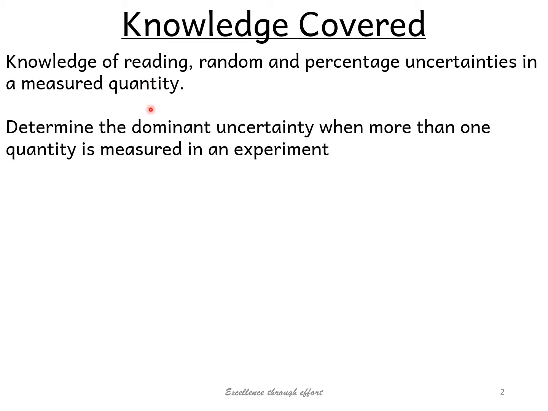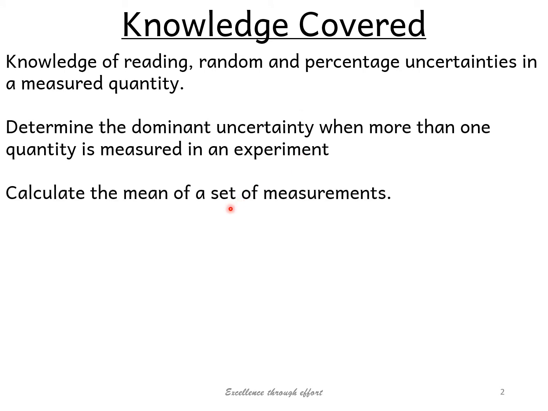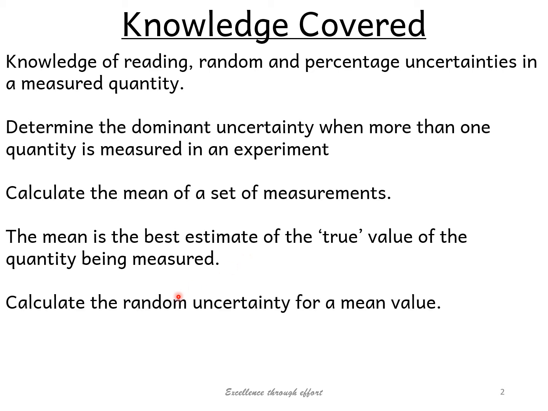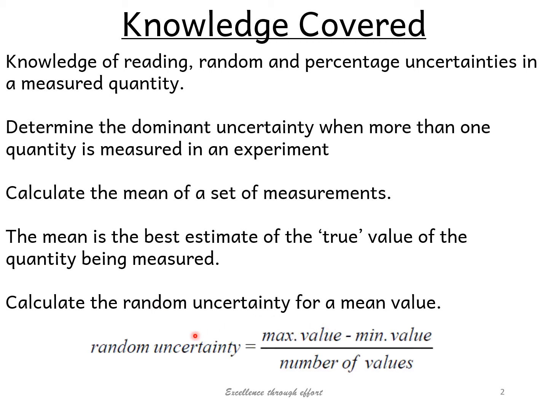What we're going to look at today is how to determine a dominant uncertainty, and how to calculate the mean of a set of results. I'm also going to expect you to understand that the mean is the best estimate of the true value of the quantity measured, so I won't spend too much time on that. We're really focusing on the calculations today. And then calculate the random uncertainty for a mean using this equation here. And remember, this equation is given in your relationship sheet, so it's not one that you have to remember.